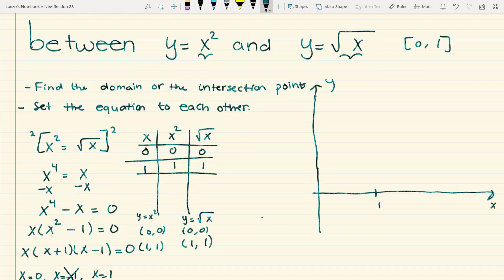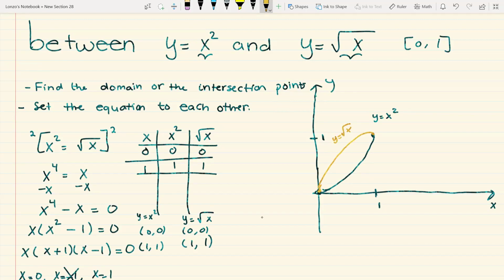So let's graph 0, 0, and then 1, 1. Let's graph the parabola. Okay, so this graph right here is y equals x squared. Now let's use another color to represent the other one. Let's use gold. And then the other one is 0, 0, and then 1, 1. And how does that look? This is the square root graph. So the gold one is y equals square root of x.